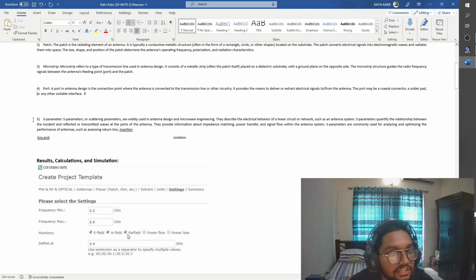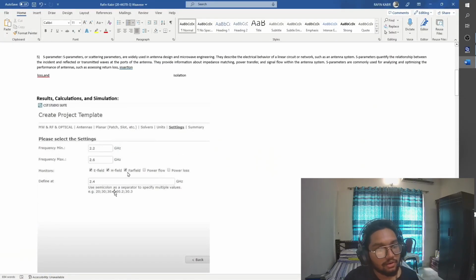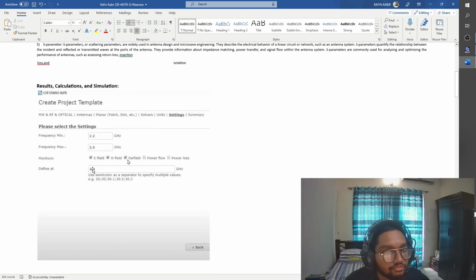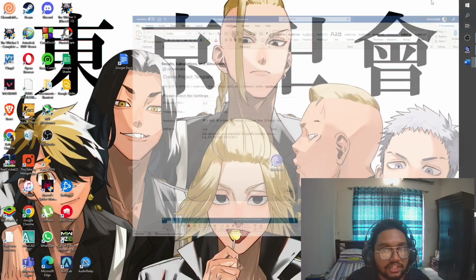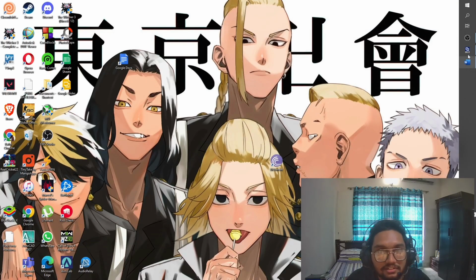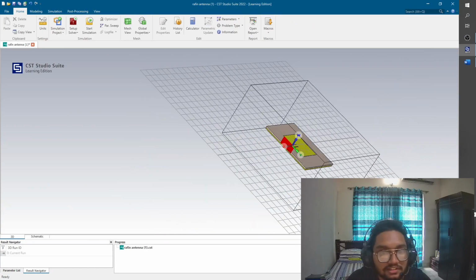Now let's talk about the S parameter. When we do the simulation and analyze the S parameter, we can observe whether our antenna design was correct or not. Since our antenna was in the ultra high frequency range, a frequency of 2.4 GHz was used. Now let's take a look at our antenna from different angles. Here is the CST file and as you can see, this is the antenna design.